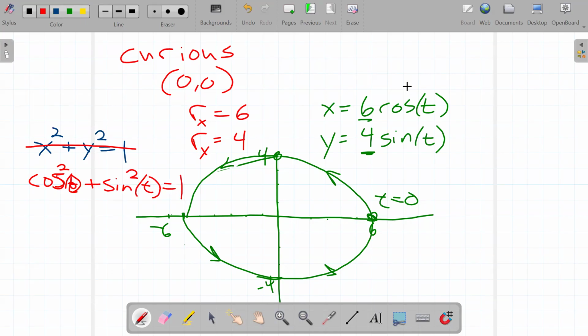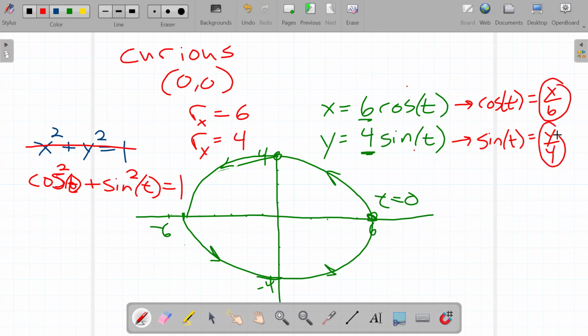Well, I can solve each of these for cosine and sine. So according to this one right here, the cosine of t is equal to x over 6. And this one right here says if I solve for the sine of t, it would be y over 4. So I can just substitute these into the Pythagorean identity. If I do that, then I'm going to get (x over 6) squared plus (y over 4) squared equals 1.